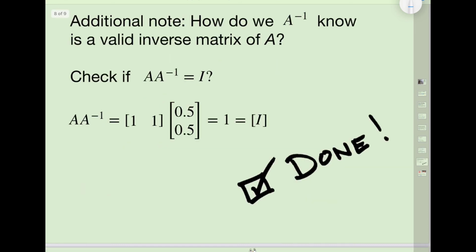Now let's double check. How can we be sure A inverse is truly the inverse of A? We need to check if the multiplication between A and the inverse is equal to the identity matrix or not. In this case, we put together the single row matrix 1, 1 and the single column matrix 0.5, 0.5. We get a single number 1, which is an identity. So this confirms the method is valid.